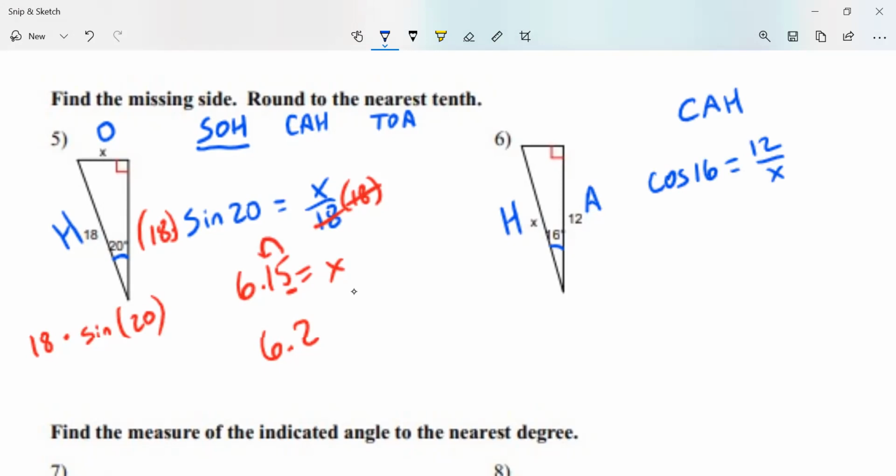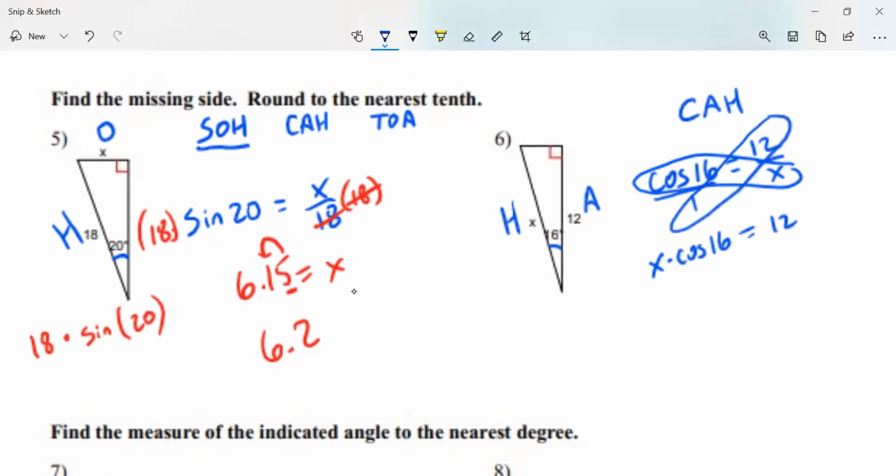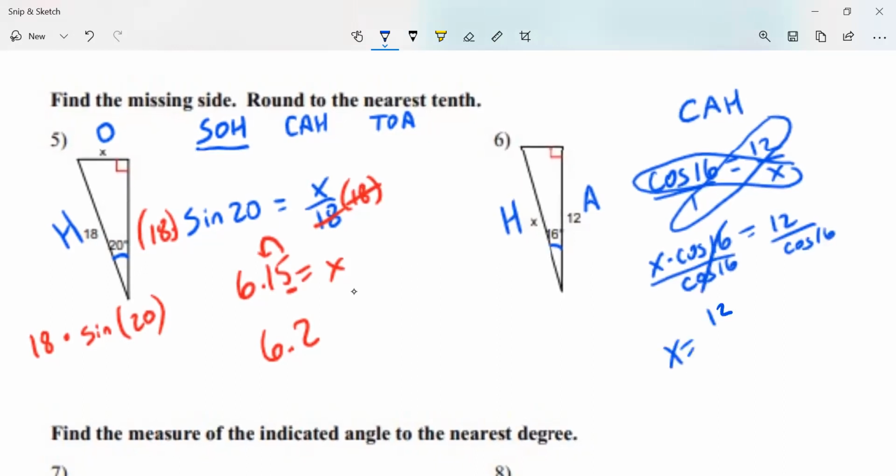Now when x is at the bottom, let me just get rid of fractions. I remember cross multiplying. So let me write this as cosine 16 over 1. Cross multiplying, I'm going to go x times cosine of 16 is equal to 12 times 1. Then to get x by itself, let me divide by cosine of 16. So x is equal to 12 divided by cosine of 16.